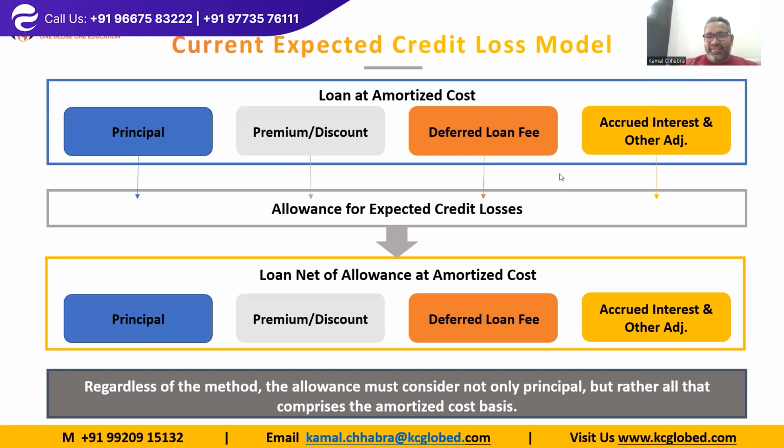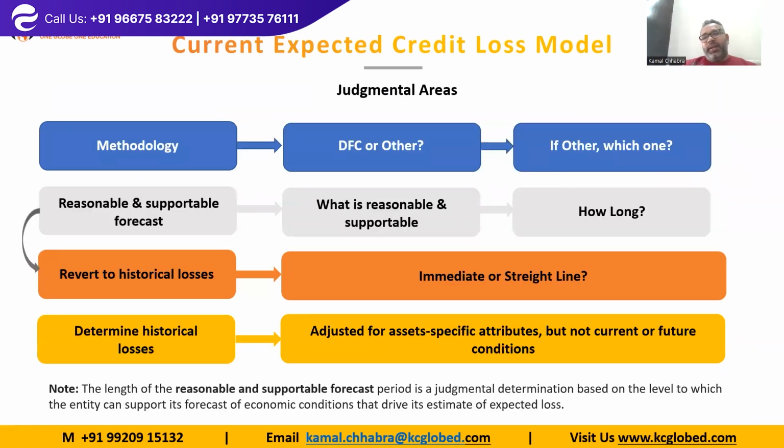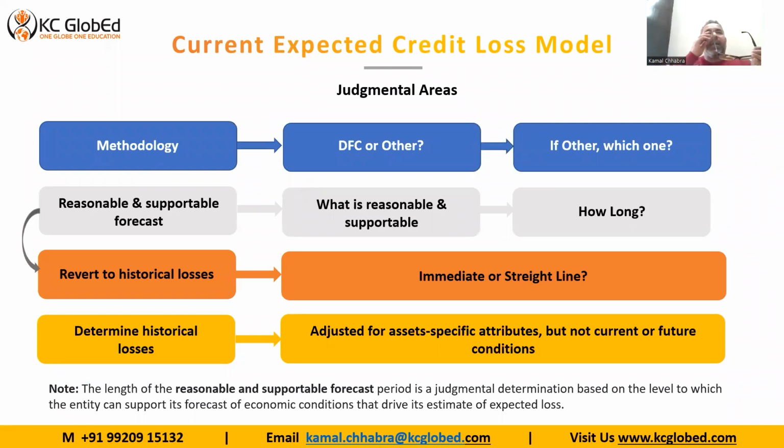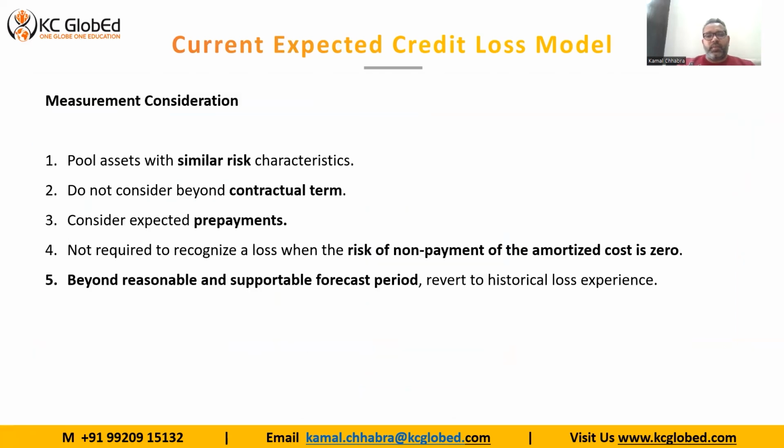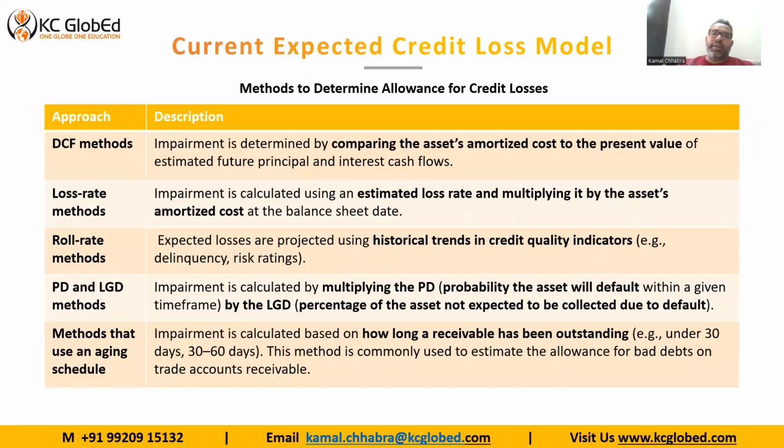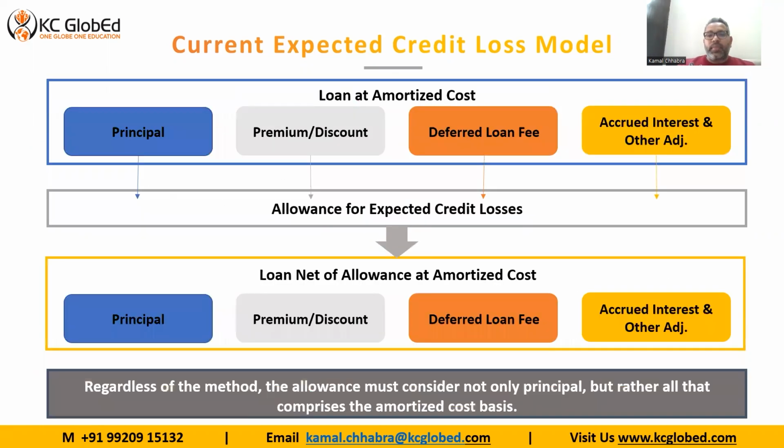Cool. Okay. Next one is judgmental area. What are the areas requiring judgment of management? First thing is methodology. Which methodology should you use? Methodology means methods. What all methods are there? Discounted cash flow, loss rate method, roll rate method, PD/LGD, or aging method. So this is your estimate, right? And this is your judgment, which method you feel is more appropriate for your organization, right? Are you guys with me?